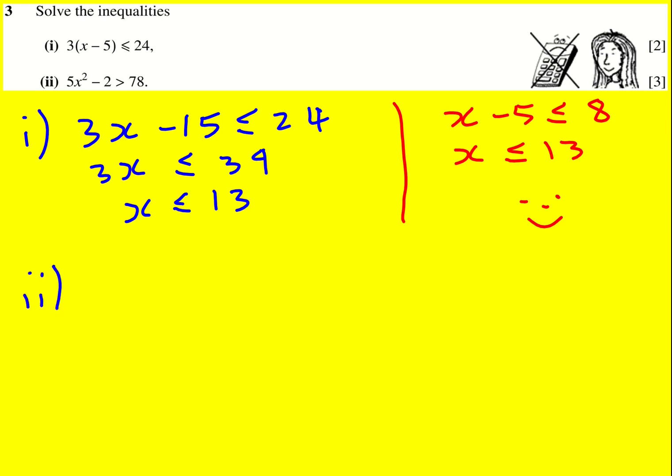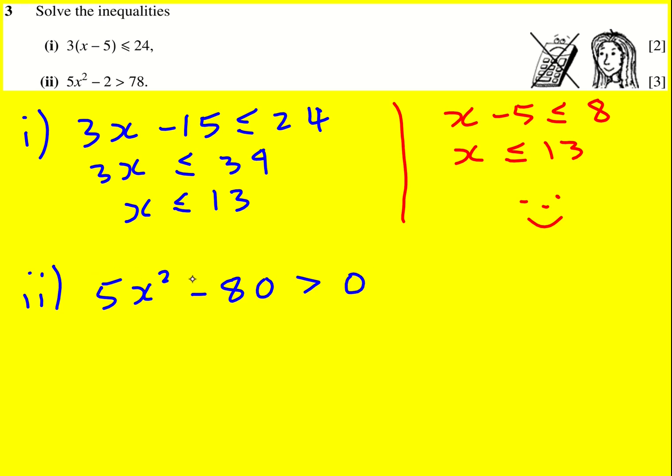Part 2, you've got a similar setup, but now this is a quadratic inequality. So first things first, get it all on one side. Solve it like you would a quadratic equation. So 5x squared minus 80, I've minus 78 from both sides, is greater than 0.